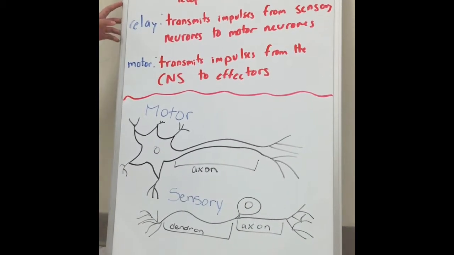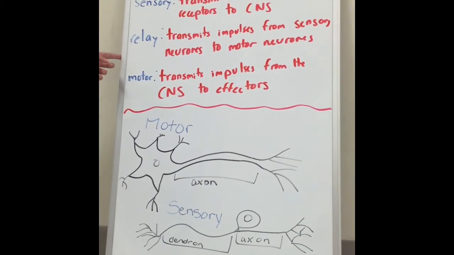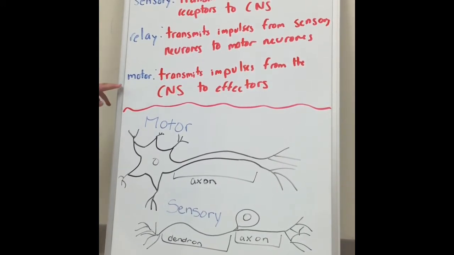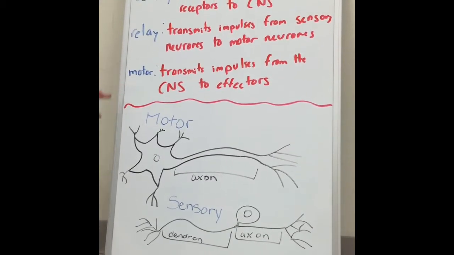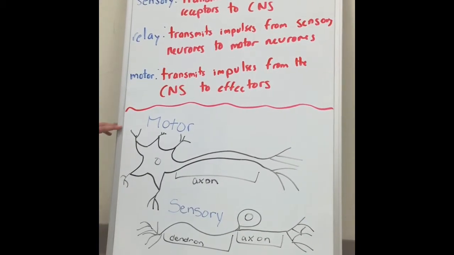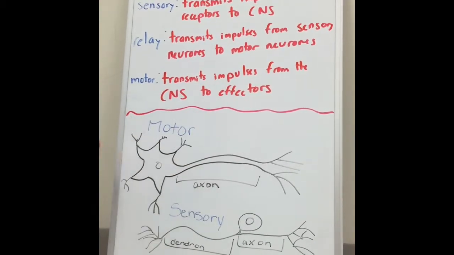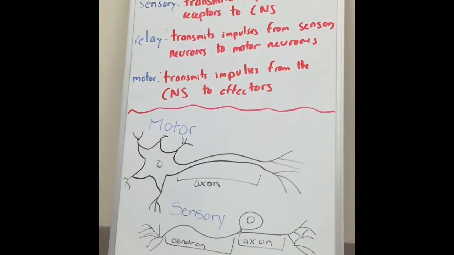Sensory neurons transmit impulses from receptors to the central nervous system. Relay neurons transmit impulses from sensory neurons to motor neurons, and motor neurons transmit impulses from the central nervous system to effectors. Motor neurons have highly branched dendrites. They have long axons, and the ends of the axons have mitochondria and vesicles.